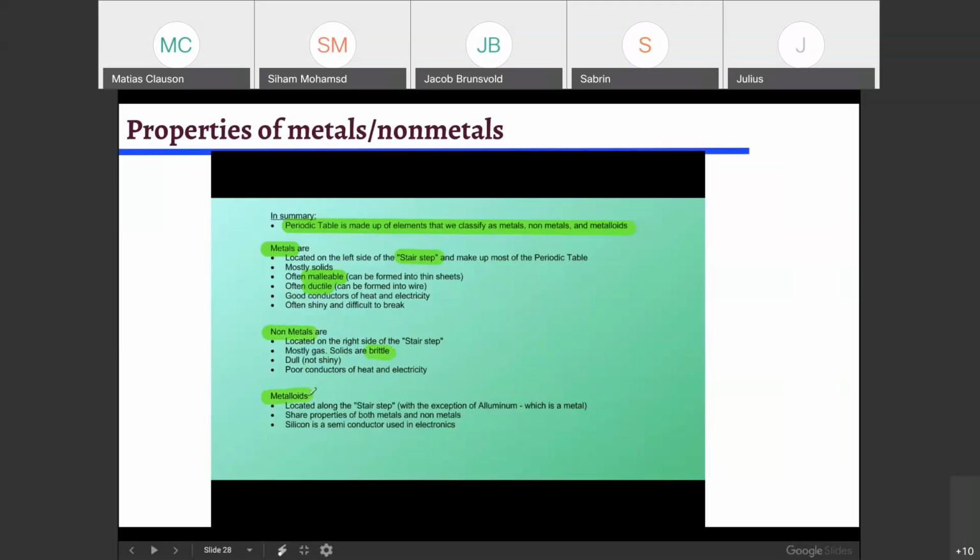Metalloids are in between metals and nonmetals. They are located along the stair step on the periodic table, with the exception of aluminum. Aluminum is the one that doesn't follow that rule. It's a metal, but it is along the stair step. Metalloids share properties of both metals and nonmetals. And we talked about silicon as an example. It's a semiconductor, and that property allows us to use it in electronics.